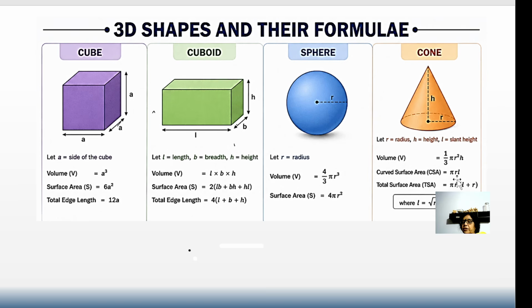Total curved surface area is pi rl, where l is the slant height of the cone. And total surface area is the area of the base, that is circular, which is pi r square, and CSA, that is curved surface area, that is pi rl. So if we add, we get pi r (l plus r). Now supposing l is not given, l can be easily calculated if the height and radius are given, because we can apply the Pythagoras theorem here and write down l is equal to root over r square plus h square.